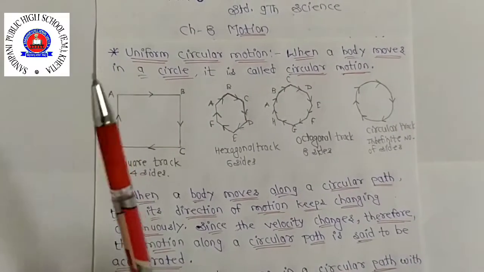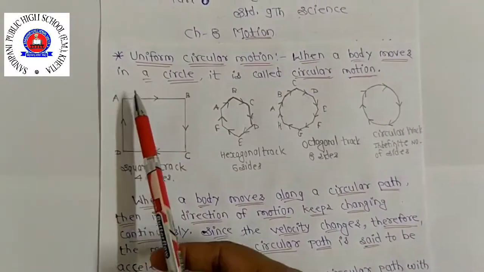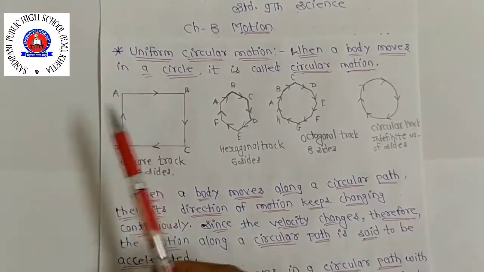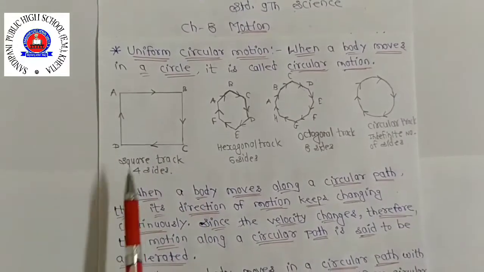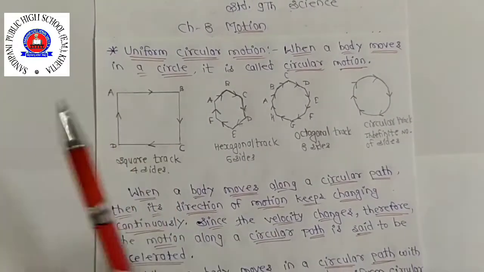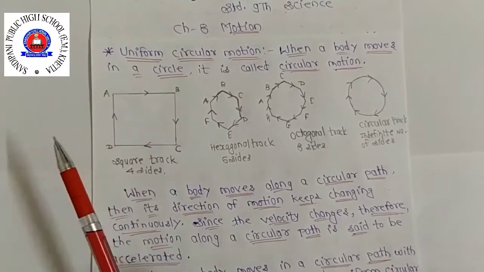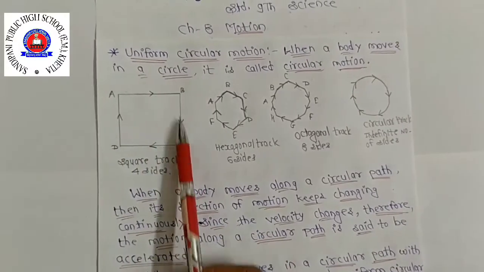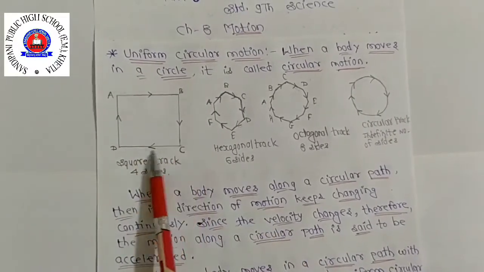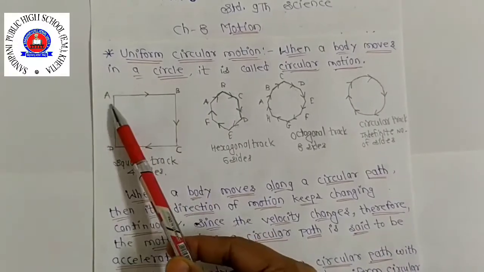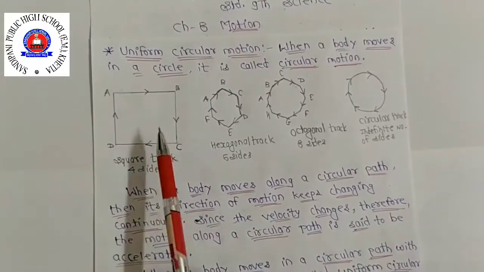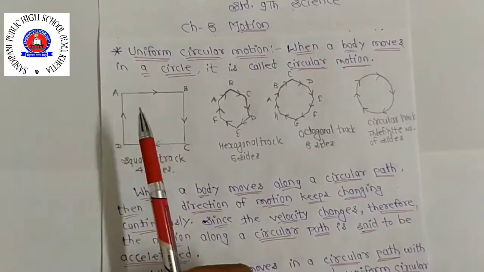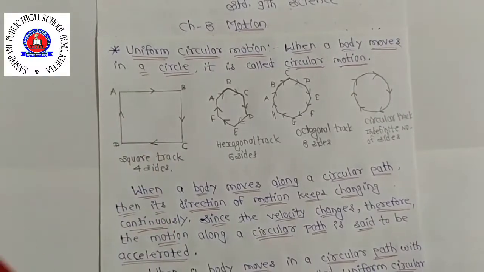Suppose an athlete is running along a square track. Look here, this is a square track. While running along the square track having 4 sides, 1, 2, 3, 4, the athlete has to change his direction of motion 4 times. First he changes direction here, then here, 1, 2, 3, 4. The number of corners is the number of times he changes direction. So the athlete has to change his direction of motion 4 times.